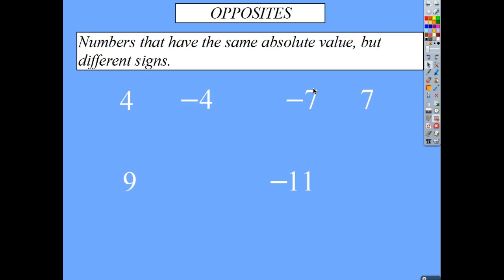So then we're going to go ahead. You're going to take a look at these. Here's 9 and -11, and you tell me what the opposites of 9 and -11 are.